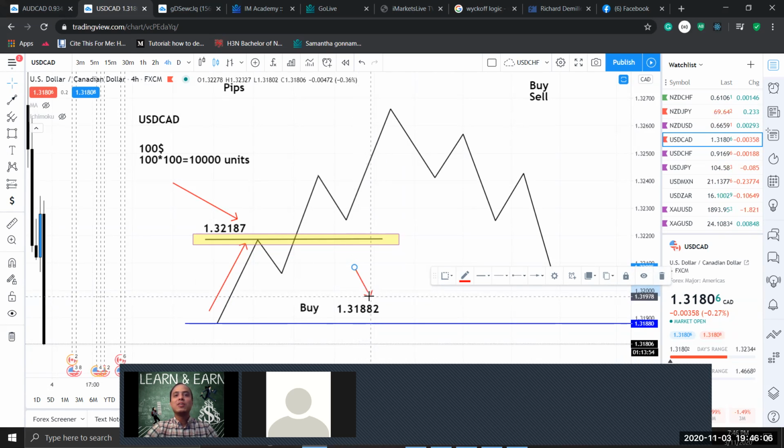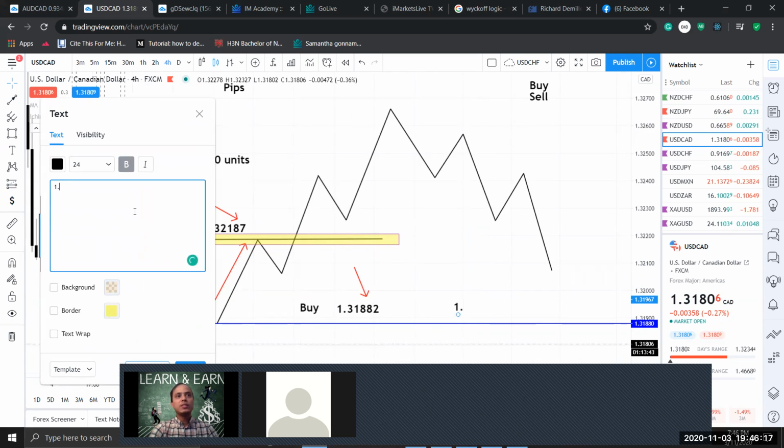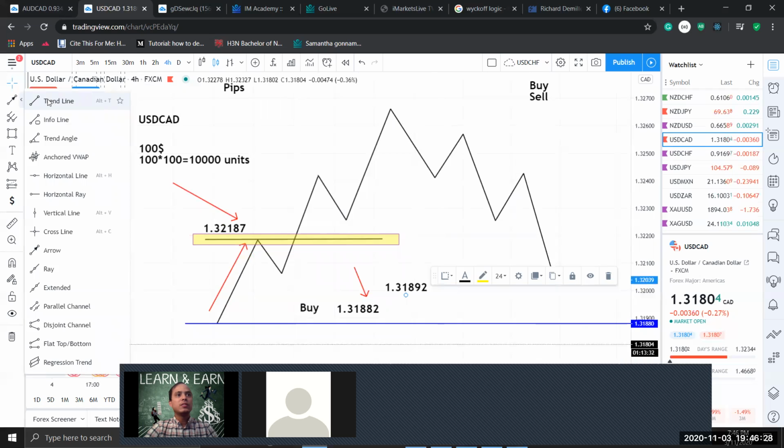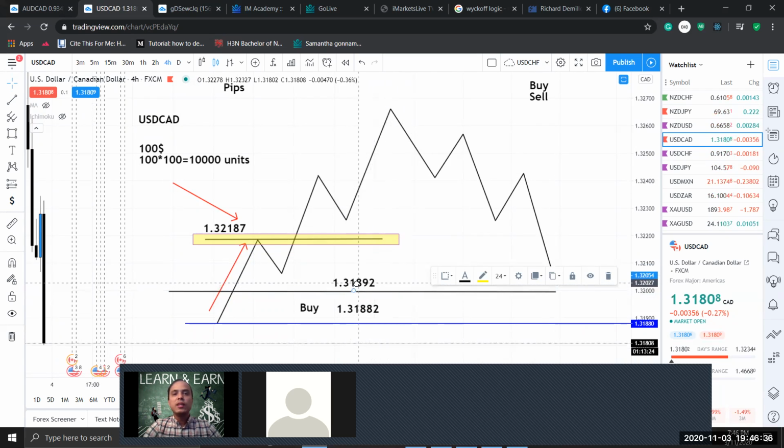So let's consider we have this change to 1.31892, just for example. We are buying from here and our price moved up to here. Let me delete this, it will make you confused. Now the price has moved up to here. We bought USD against the Canadian dollar at this price, and the price went up like this.